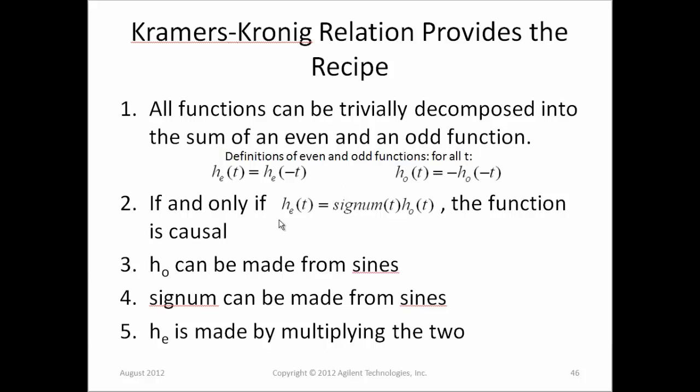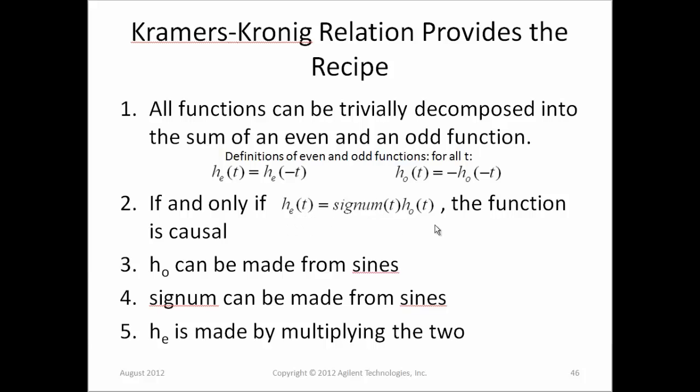The second thing we have to realize is that if and only if the even part of a function is equal to the signum function times the odd part, then the function is causal. Now, signum is simply a function that is -1 for negative time and +1 for positive time. It's just a step function. Mathematically it's called the signum function. And I'll show you how that works out.